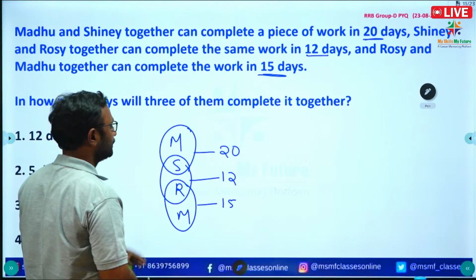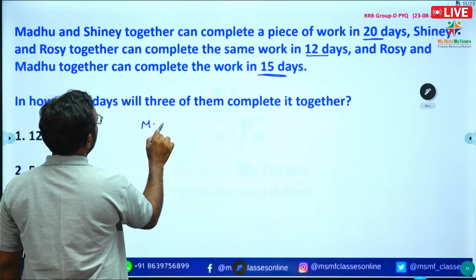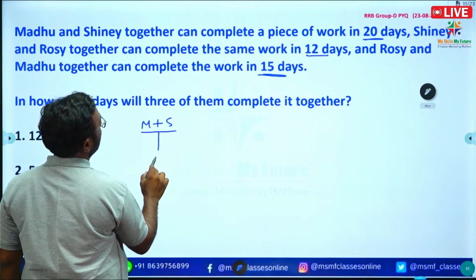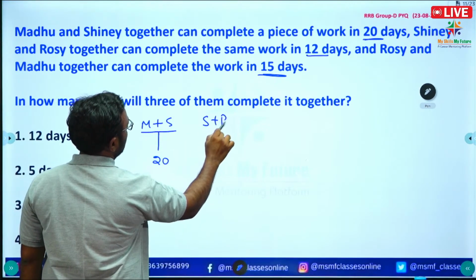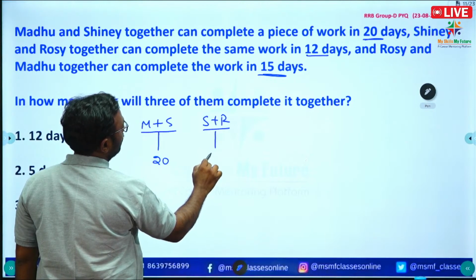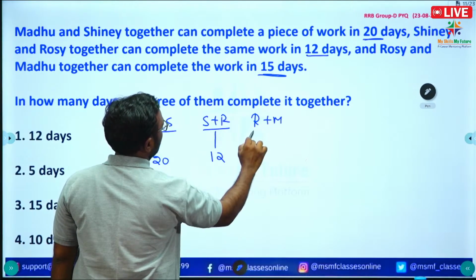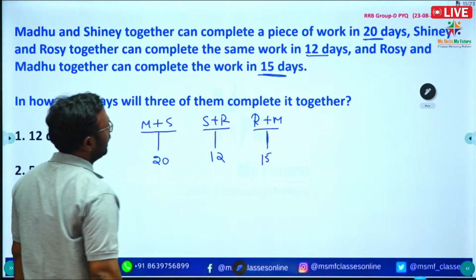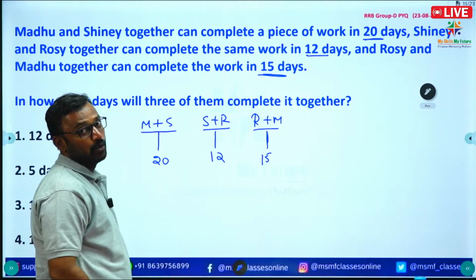Or you can write it like this: Madhu and Sinhe will complete the piece of work in 20 days. Sinhe and Roshi will complete the piece of work in 12 days. Roshi and Madhu will complete the piece of work in 15 days. What is the question? In how many days will the three of them complete it together?